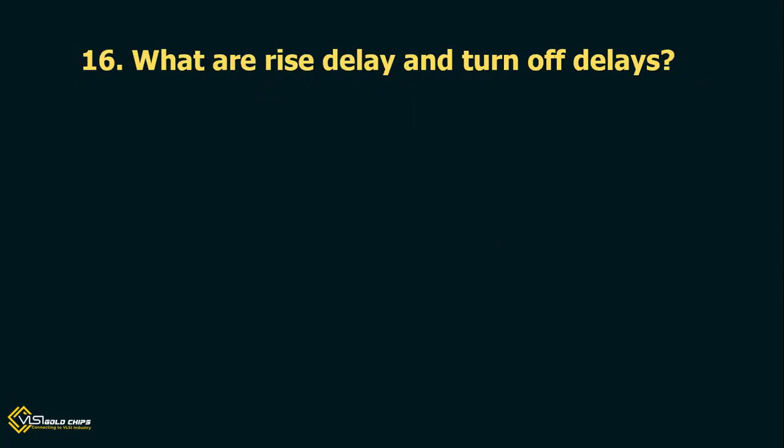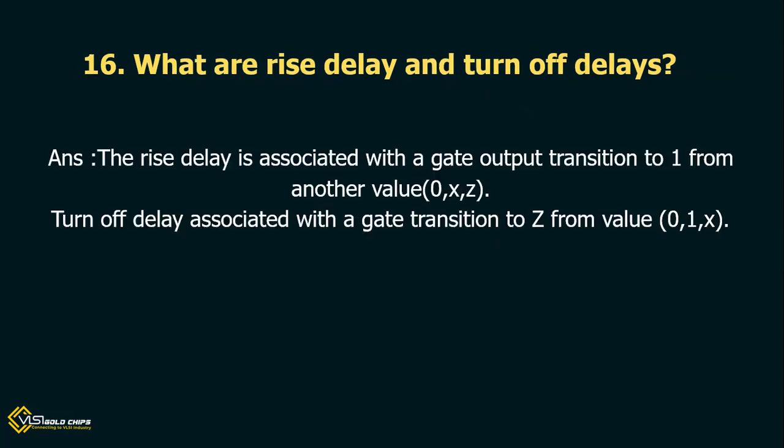What are rise delay and turn off delays? The rise delay is associated with a gate output transition to 1 from any other value like 0, x and z. Whereas the turn off delay is associated with the gate transition to z from value 0, 1 and x.